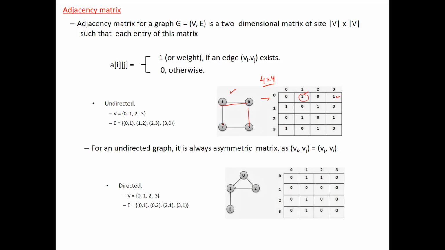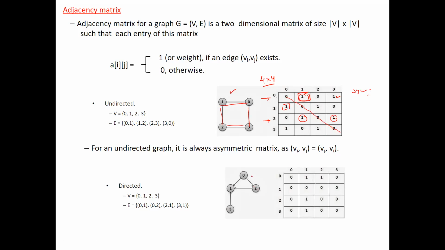Similarly, 2 is adjacent to 1 as well as 3, so in the second row, you can say 2 is adjacent to 1 and 2 is adjacent to 3. Remember that in case of undirected graph, this adjacency matrix is a symmetric matrix. The reason being, if I'm saying 1 is adjacent to 0, it implicitly means that 0 is also adjacent to 1. That means it is a symmetric matrix in case of undirected graph.